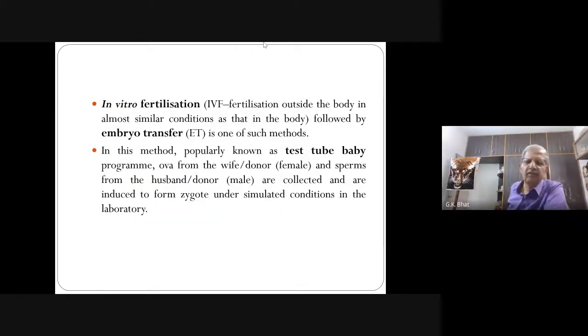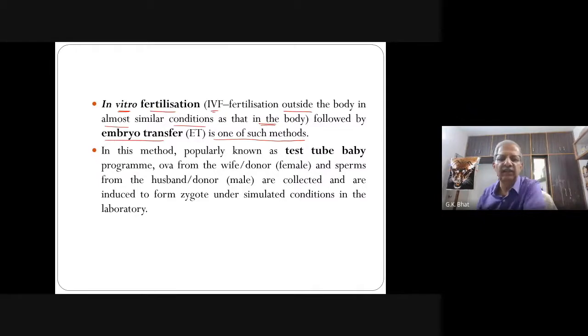In vitro fertilization. What is that? In vitro, always remember, refers to test tube. In vitro fertilization, that is IVF. Full form is in vitro fertilization. Fertilization outside the body in almost similar conditions as that in the body, followed by embryo transfer, is one of such methods.